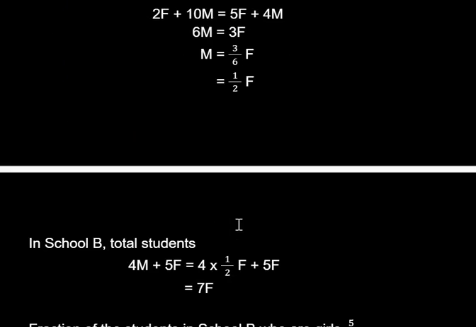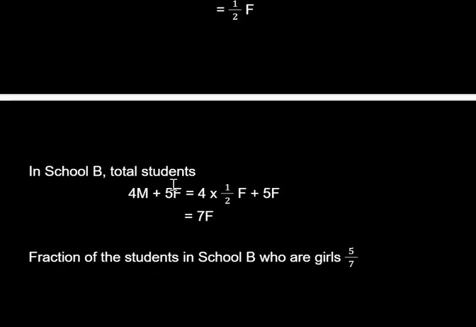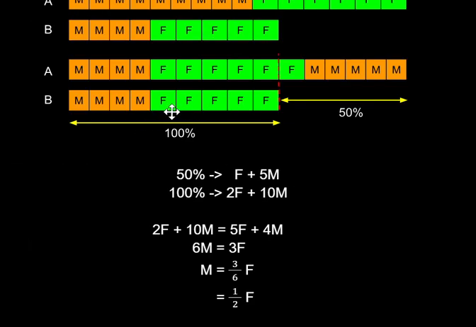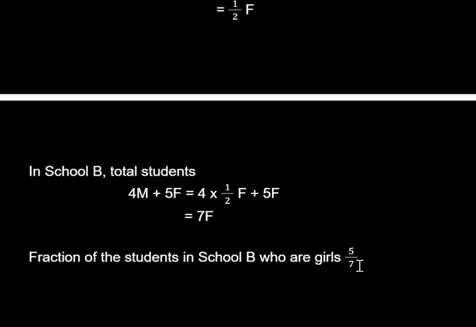Now in school B, the total number of students is equal to 4M plus 5F. So 4 times half of F, because M is half of F, plus 5F. 4 times half is 2, 2 plus 5 is 7. So the total number of students in school B is 7 units, and the fraction of students in school B who are girls: 1, 2, 3, 4, 5, there's 5F. So 5 over 7. The answer is 5/7. Hope that helps.